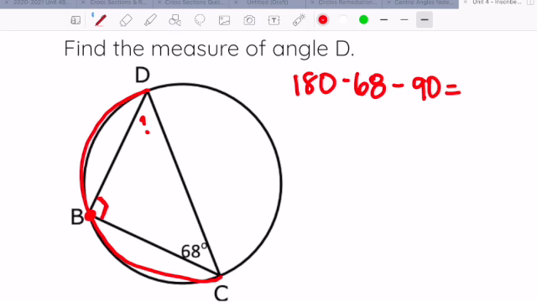Or, if you're like me, I prefer to actually set up equations and solve for x. So you can do x plus 68 plus 90 equals 180. Does not matter. You will get the same answer in both situations. Okay, so I'm going to erase the second step just so I don't confuse you. And so in my calculator, 180 minus 68 minus 90 is indeed 22 degrees.